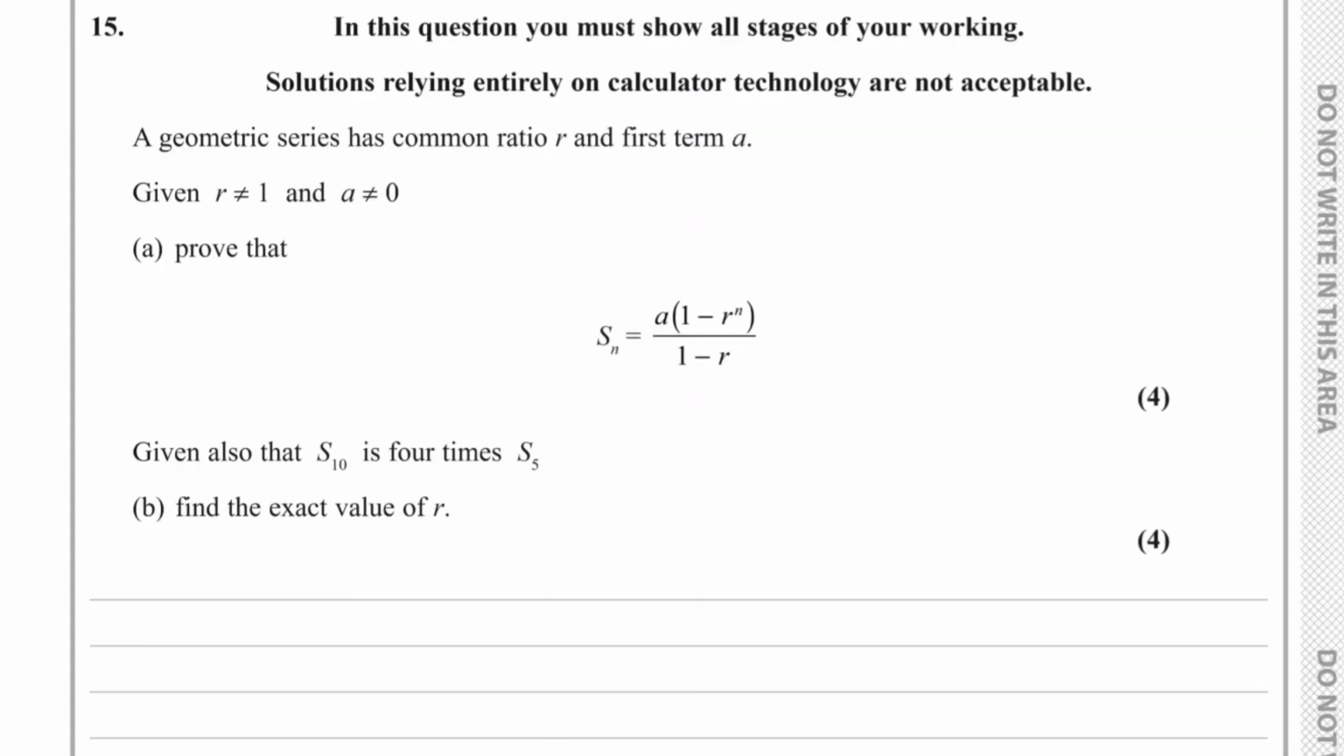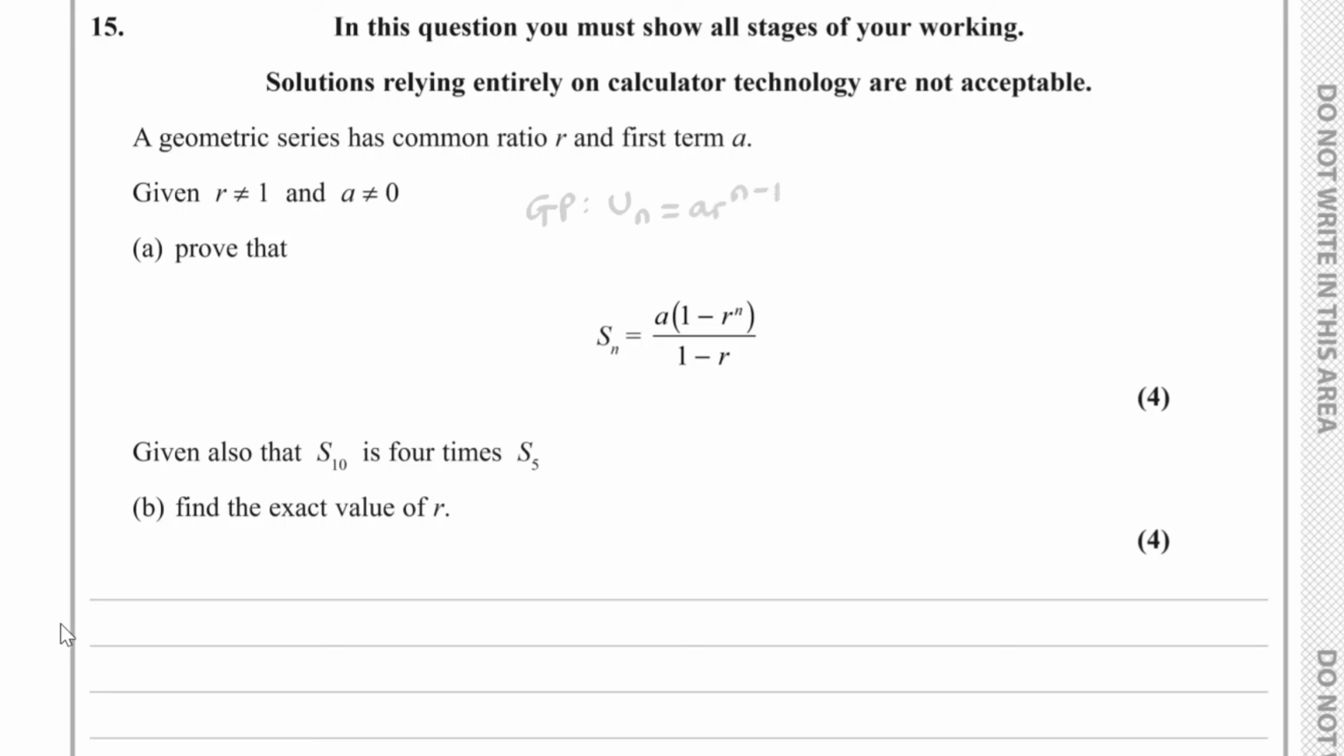Question number 15. A geometric series has common ratio r and first term a, and given that r doesn't equal 1 and a doesn't equal 0, we have to prove that Sn is equal to a lots of 1 minus r to the power of n over 1 minus r. Now, a geometric progression, GP, has formula un equals ar to the power of n minus 1.